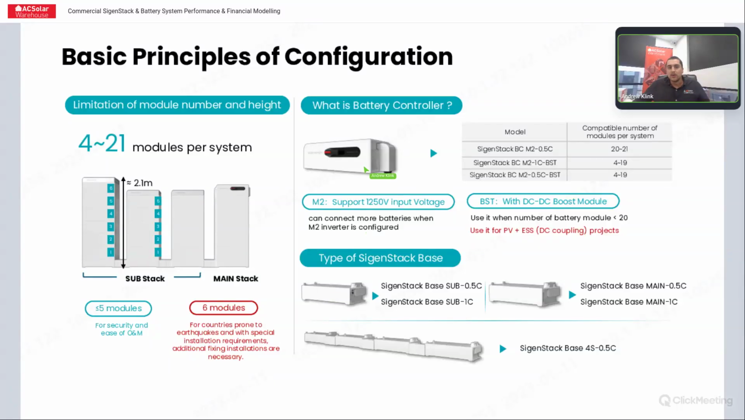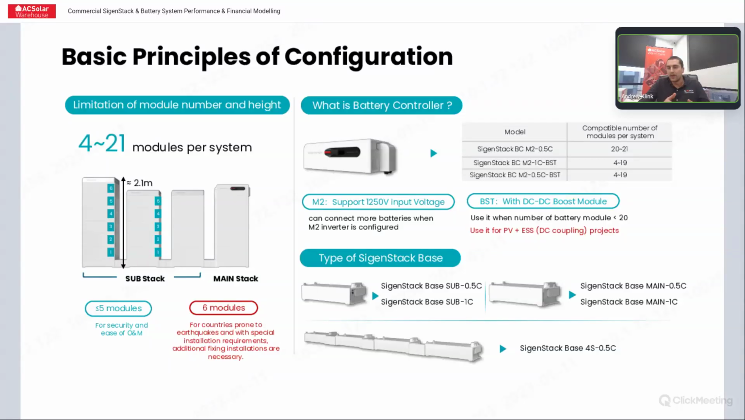With the battery controllers, we've got a couple of different types. There's a battery controller for your maximum system size of 20 or 21 modules. And then anything under that, we need to get this SKU here, which is the BST, or the boost battery controller. That's required for any smaller stacks to boost the voltage up to the required input for the inverter. And there's also a couple of different types.